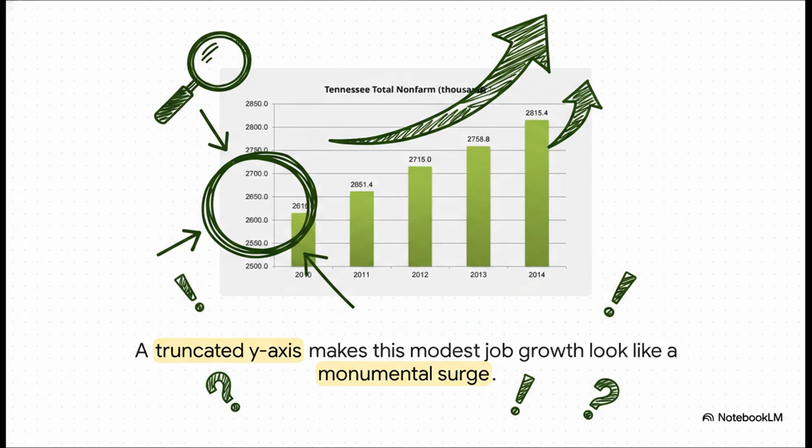Check out this classic example. This chart is showing job growth, but look really closely at that vertical axis. It doesn't start at 0. It starts at 2,500. This is called a truncated axis, and it makes what is actually a pretty modest increase look like this monumental surge. The visual jump is huge, but the real percentage increase, it's actually pretty small.